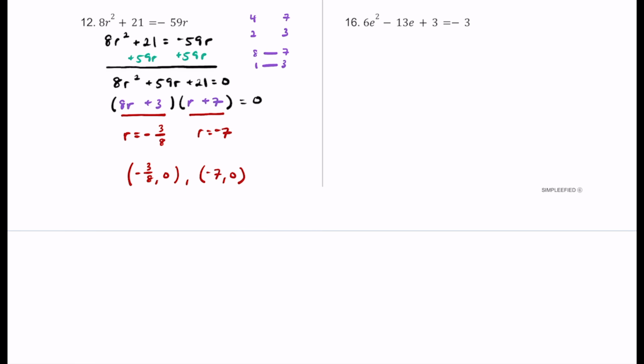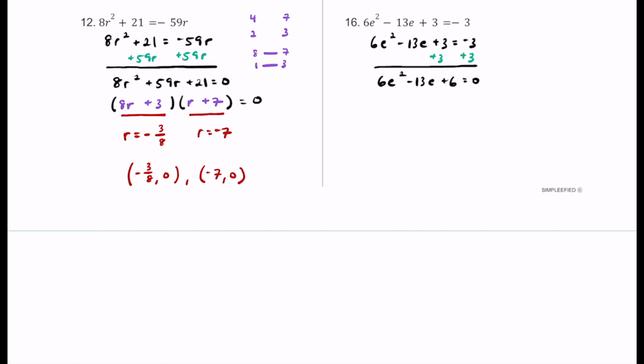And finally for 16, we have 6e squared minus 13e plus 3 is equal to negative 3. Okay, let's set it equal to 0. Let's go ahead and add 3 to both sides of this equation. If we do that, we get 6e squared minus 13e plus 6 is equal to 0.